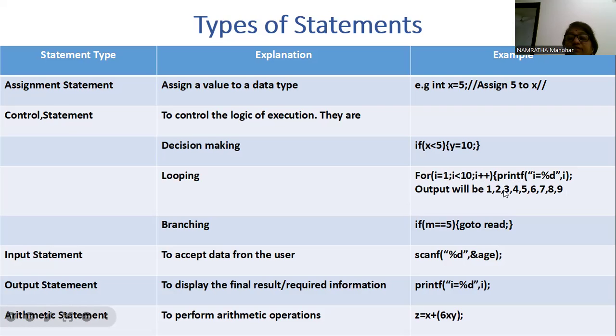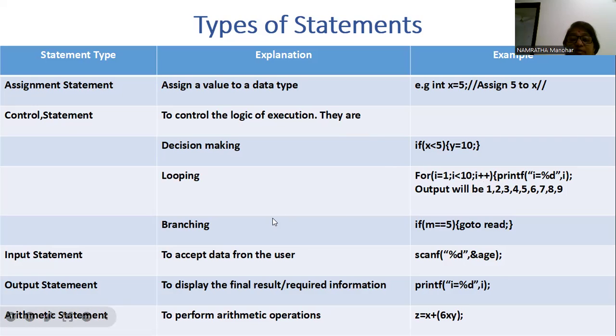Then I is incremented to 3 because of I plus plus. 3 is still less than 10, then it will print 3. So in this way, it keeps on going up to 9. 9 is less than 10, so it prints 9. But if I increment 9, I will get 10. But 10 is not less than 10. It is equal to 10. So then this loop stops.